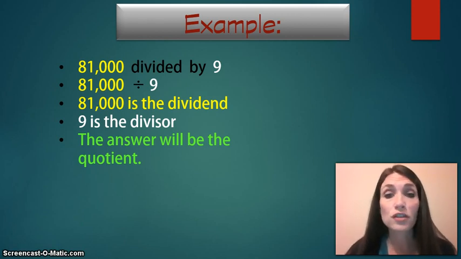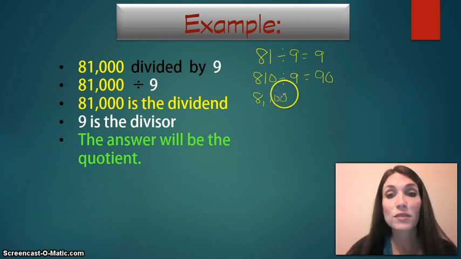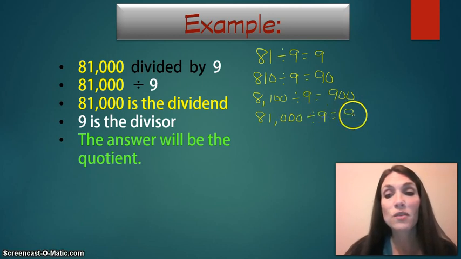Let's first use our knowledge of multiples to help us answer this question. If I know that 81 divided by 9 is 9, then I can also know that 810 divided by 9 gives us a quotient of 90. So that means 8,100 divided by 9 would give us a quotient of 900. So 81,000 divided by 9 would give us a quotient or answer of 9,000.